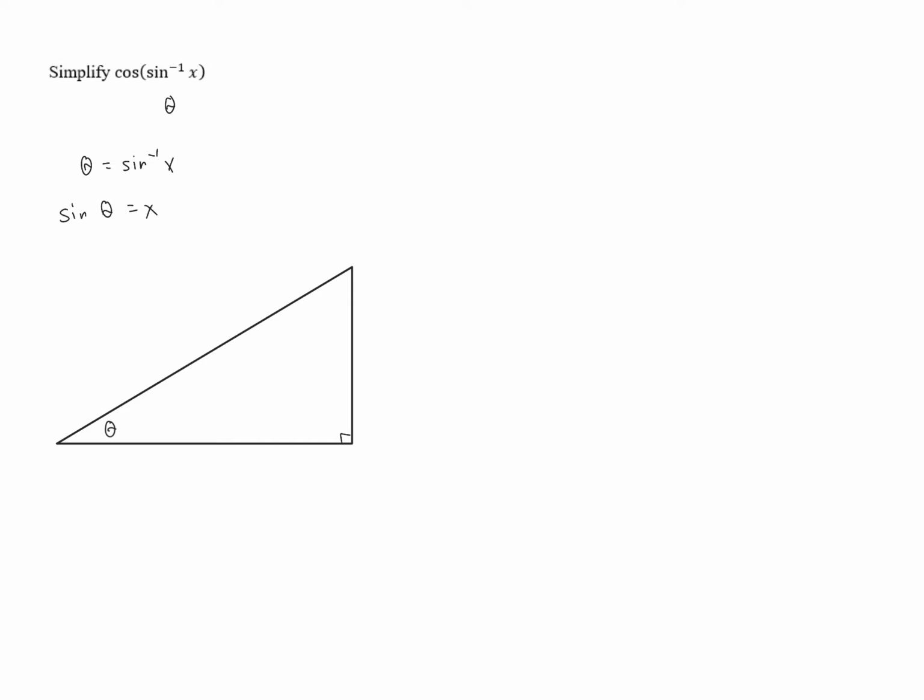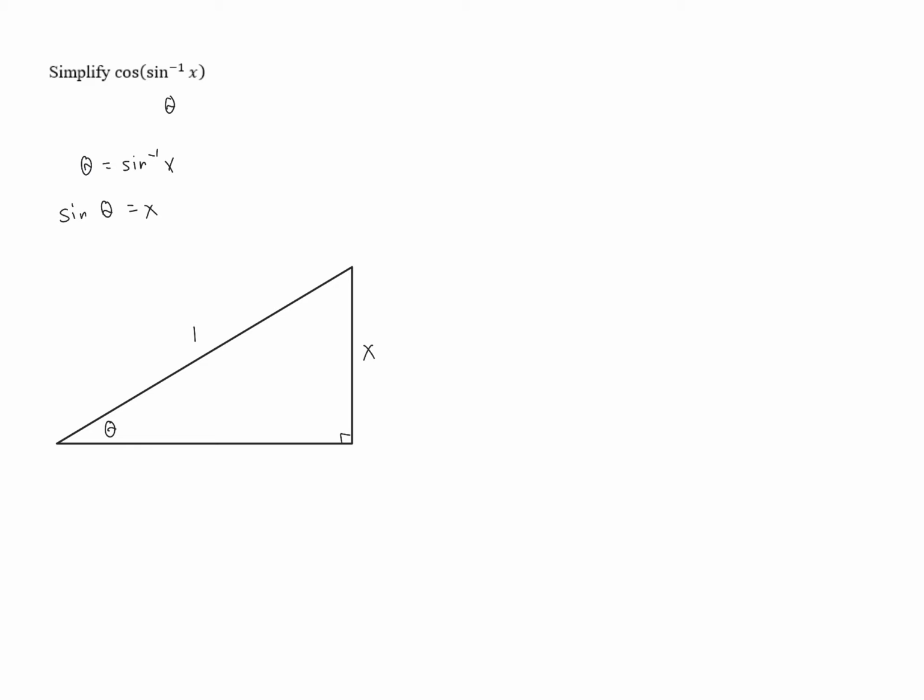If this is theta, if sine of theta is x, that's opposite over hypotenuse. And so that'll be x over 1. We need to find the adjacent side. We can use the Pythagorean theorem. But we've already seen a triangle where the hypotenuse was 1 and one of the sides was x. In that case, it was this one that was x, but it doesn't actually matter.